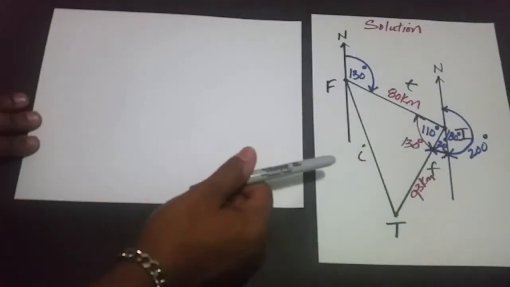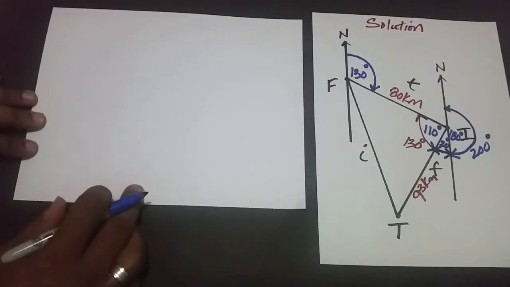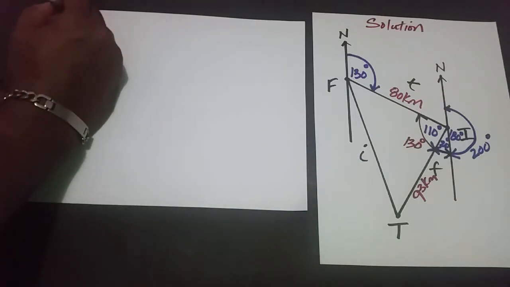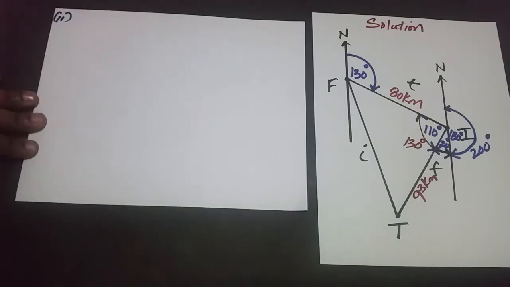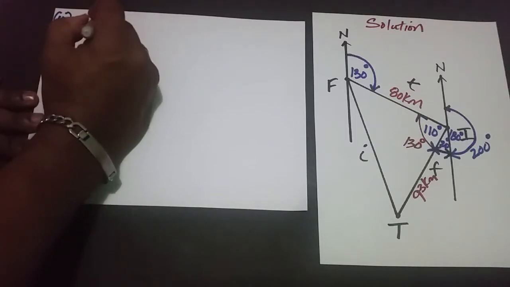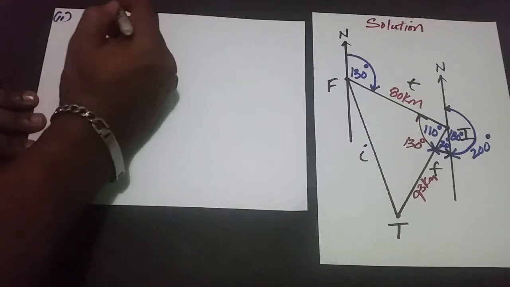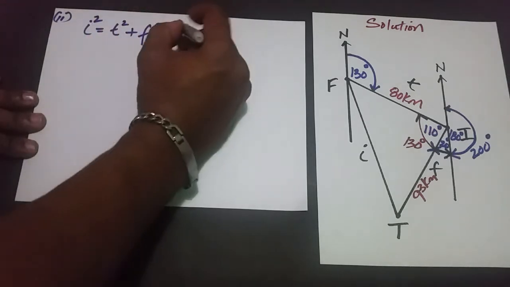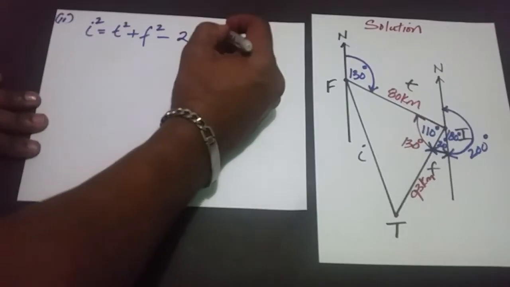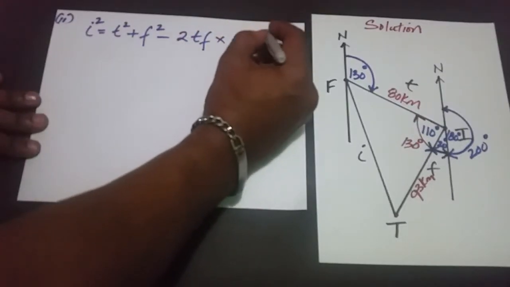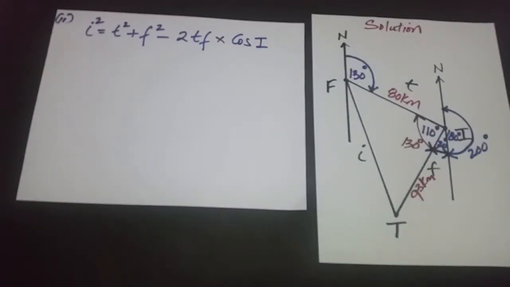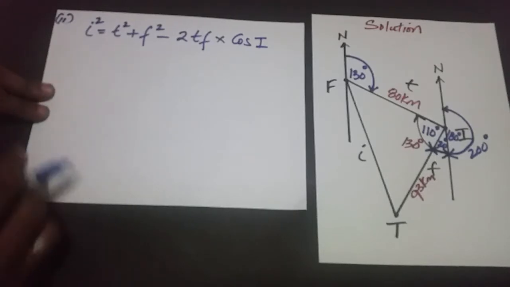Okay, so as we said before, there are no full pairs, so we have to employ the cosine rule. And of course, we're finding little i, so that means the formula must begin with little i. So i squared equals t squared plus f squared minus 2tf times the cosine of big I. So that is exactly what we're going to be using to calculate the distance from France to Tunisia.